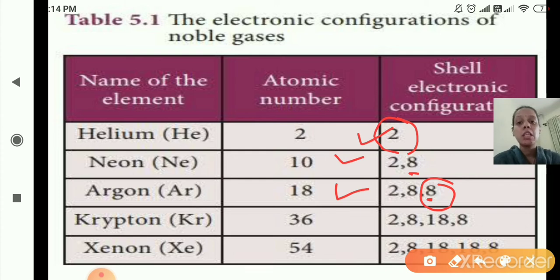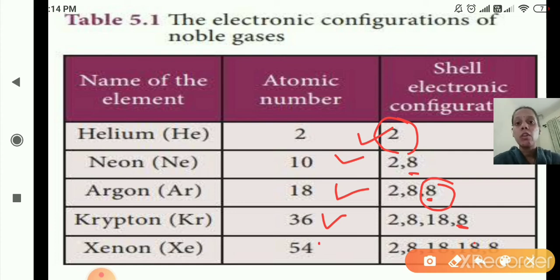Now the next one is krypton. In krypton there are 36 electrons. So how will they be accommodated? 2 in the K shell, then 8, 18 and 8: K, L, M and N shells. In the outermost, the last shell, there are 8 electrons. So krypton has an electron octet. Okay, so its valency is 0.